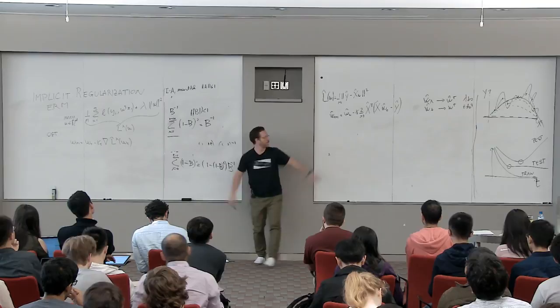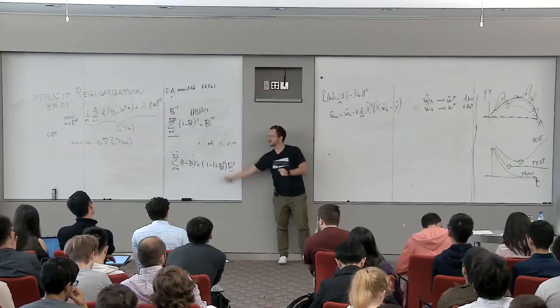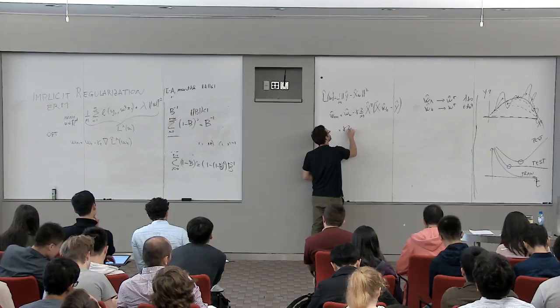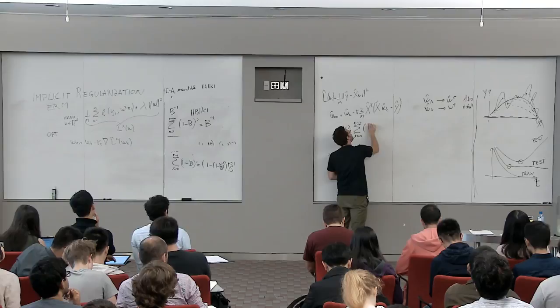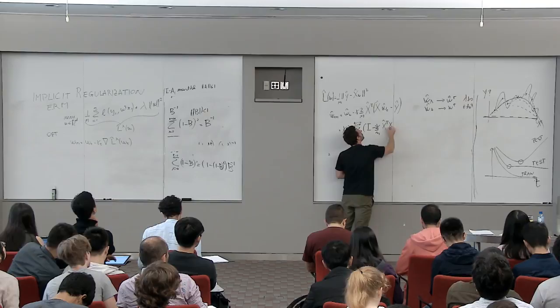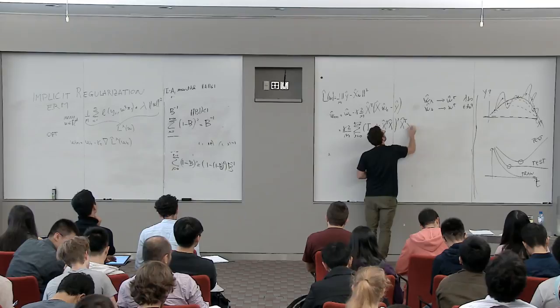So what we want to do now is to show that this can be written at iteration t exactly using this kind of expression. So the claim is actually that this can be written, unrolling the iteration from step 0 to step t, as the identity minus gamma 2 over n x transpose x to the j, times x transpose y.